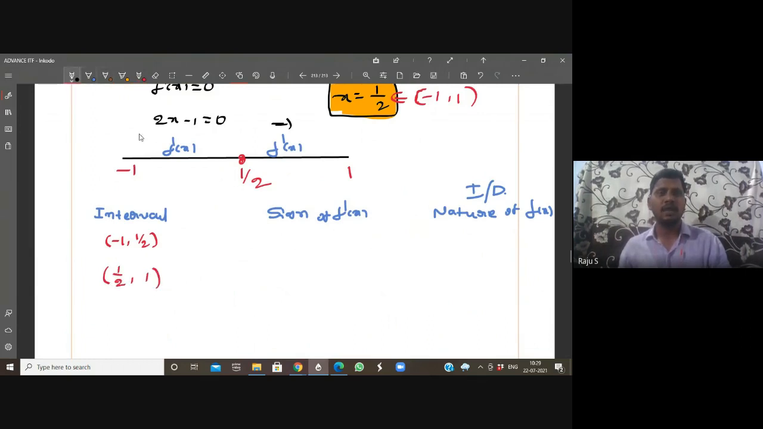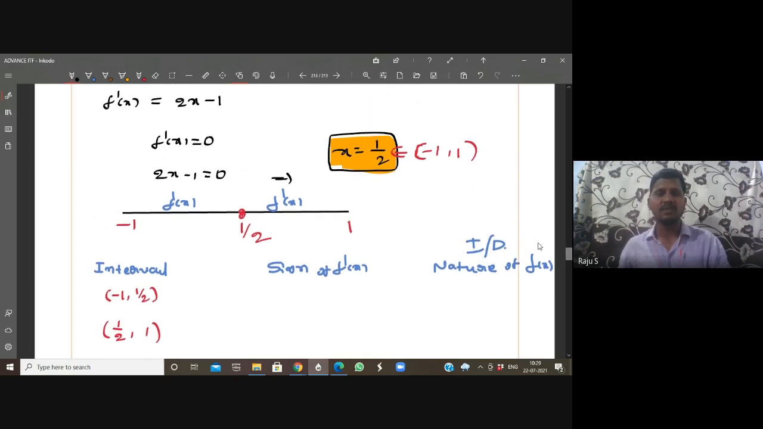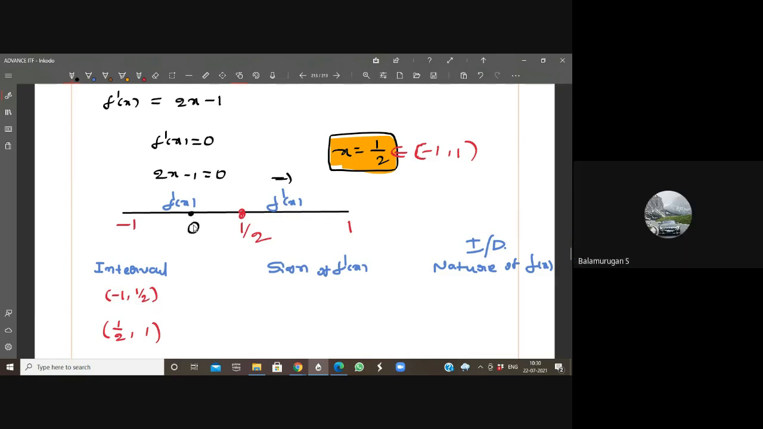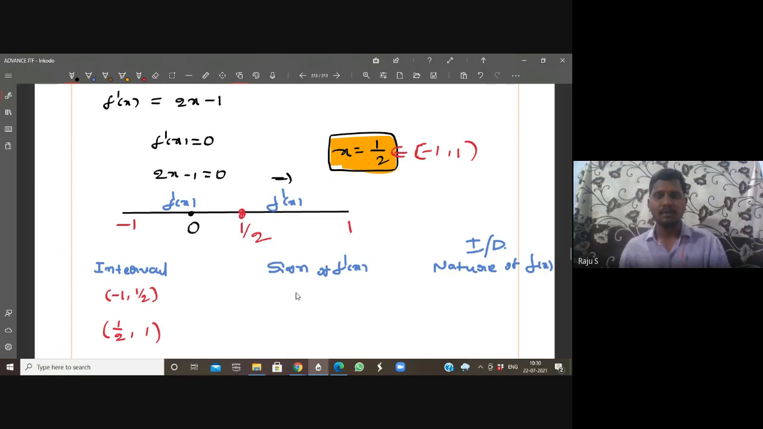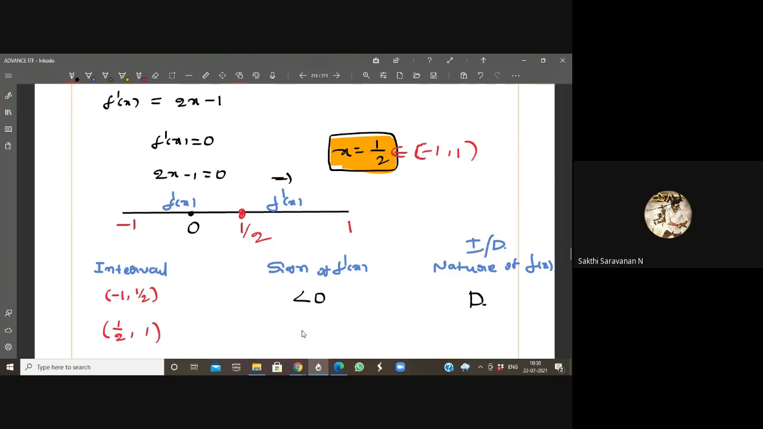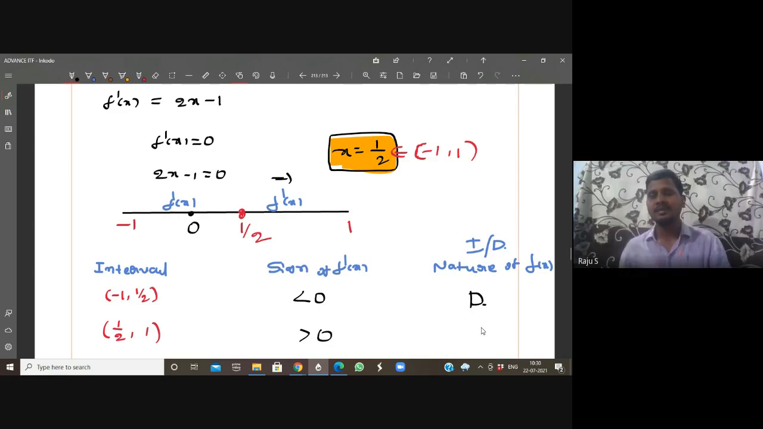Then what about the f dash of x value in minus 1 to 1 by 2? Anyone? In minus 1 to 1 by 2, 0 is also there. Substitute 0, that's all. It is less than 0, which means decreasing. Next, 1 by 2 to 1: greater than 0 means increasing.